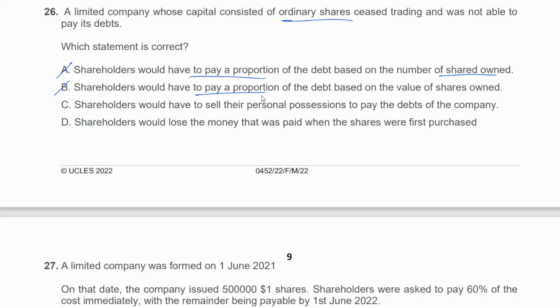They've lost the money they've invested, nothing more, right? Shareholders would have to sell their personal assets. No, no, no. All three options are against the point that we know it's a limited liability company. So shareholders would lose the money that was paid when the shares were first purchased. Exactly, because it's a limited liability company. We lose only the amount of money invested. It's not unlimited liability where your personal assets are on the line.